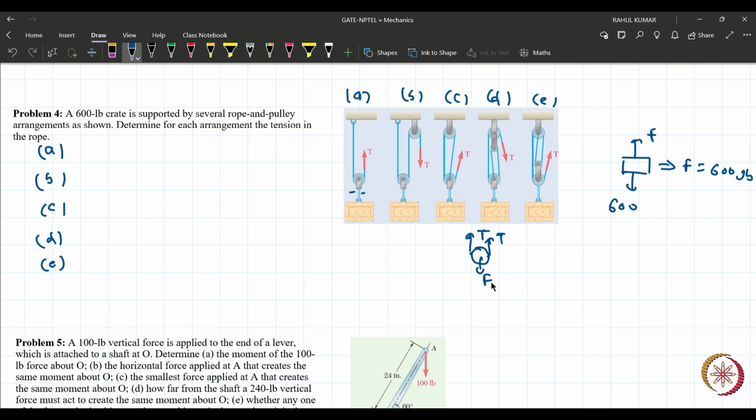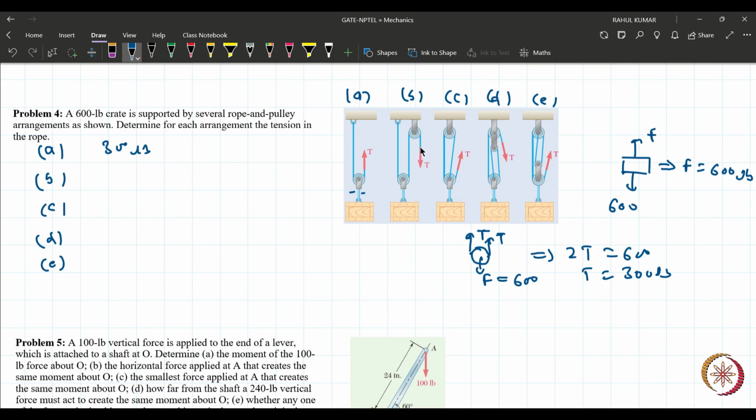So from the free body diagram, here F is 600, then we can write 2T equal to 600, then T equal to 300 lb. So the first answer is 300 lb. And now see this situation.